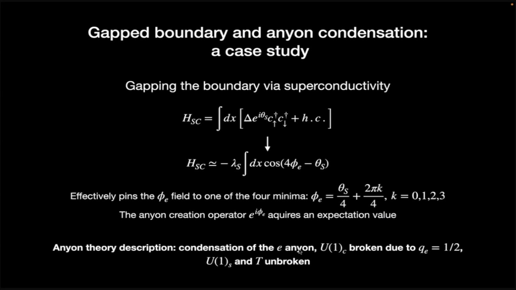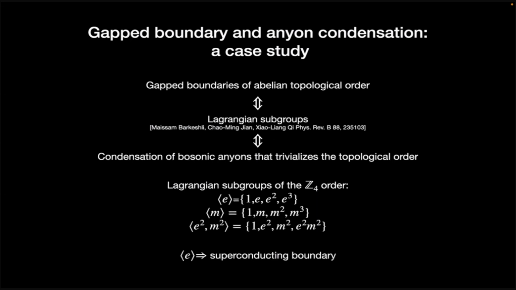And so in the anyon condensation picture, the superconducting boundary has the E anyon condensed, and the charge conservation is broken because the E anyon carries half charge, but the E anyon has trivial spin and time reversal action. So the spin rotation and time reversal symmetry remains unbroken. This relationship between gapped boundaries of abelian topological order and anyon condensation is actually general. It was shown in a work by Levin, and by Barkeshli, Jian, Qi, and others, that gapped boundaries of any abelian topological order are in one-to-one correspondence with Lagrangian subgroups. Lagrangian subgroups essentially describe condensation of bosonic anyons that completely trivializes the topological order.